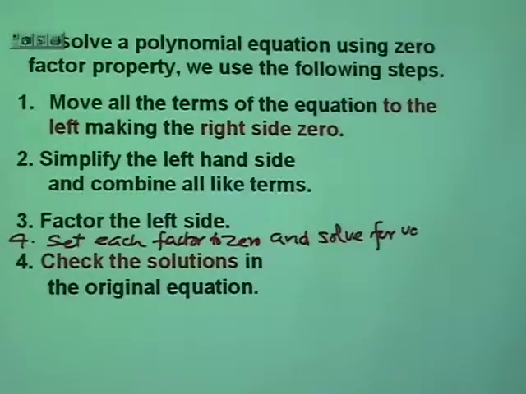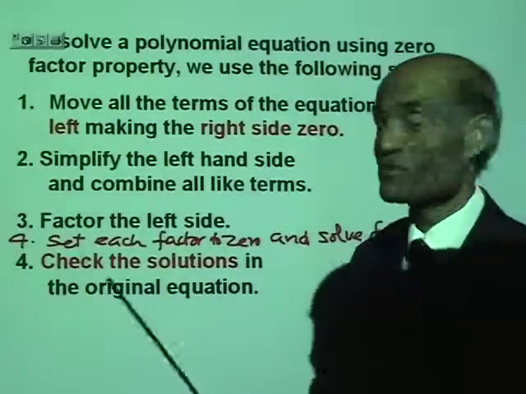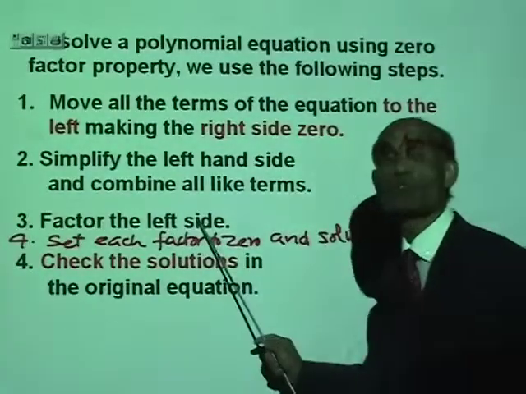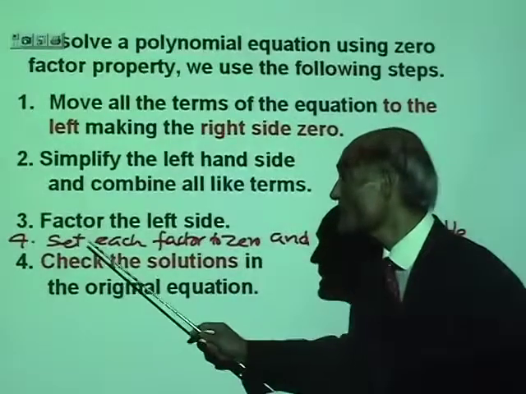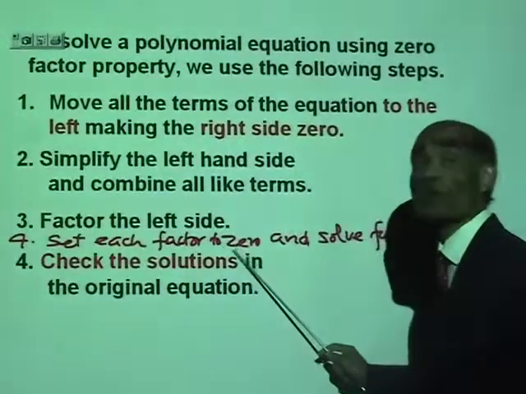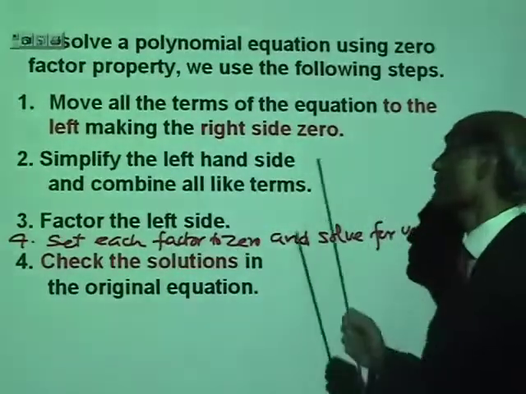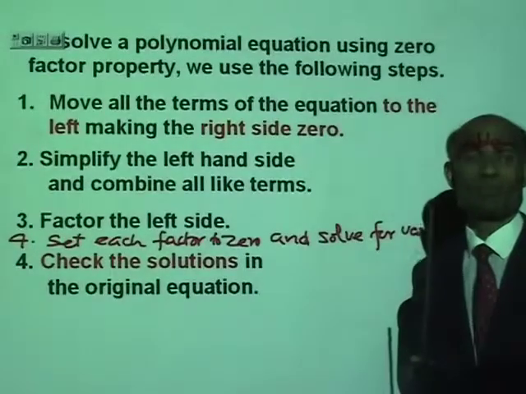And solve for the variable. That is an important step. That is the zero factor property. So after factoring the left side, what do you do? Set each factor to 0 and solve for the variable.